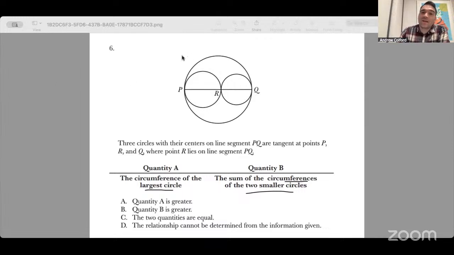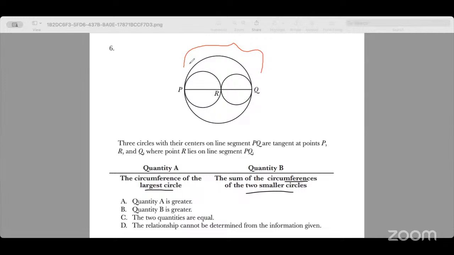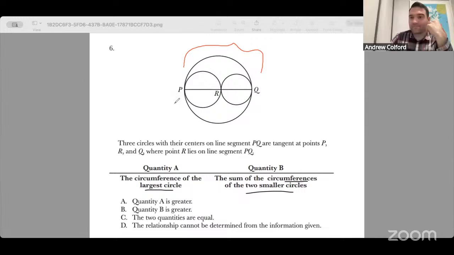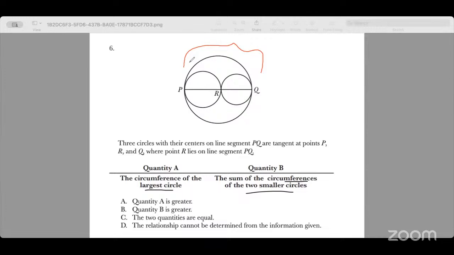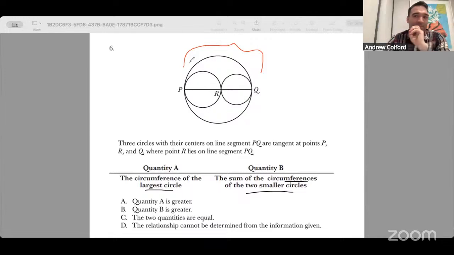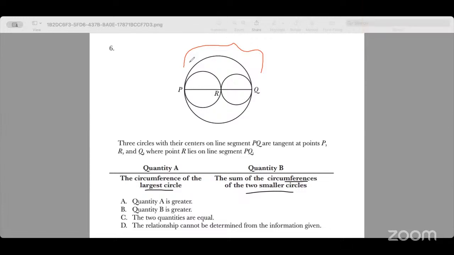But can you give me a distance for PQ? It'd be the diameter of the bigger circle. Yep. Can you give me a sample number? 2R. Not a variable, but a sample number. A sample number, 4. Love it.